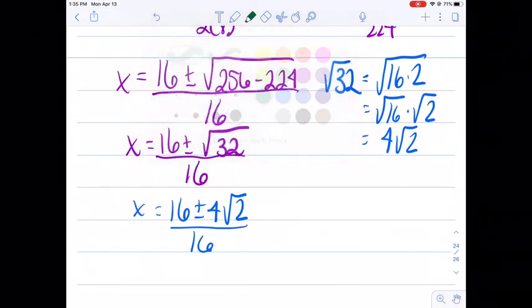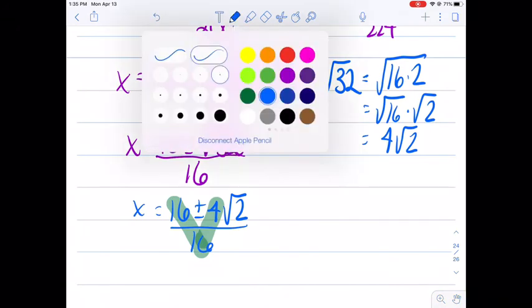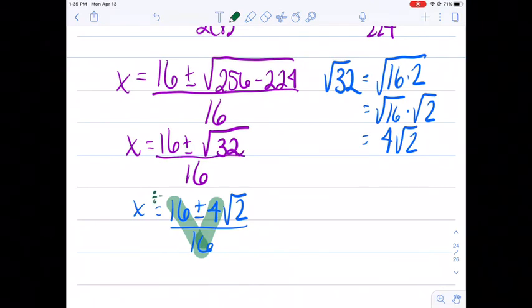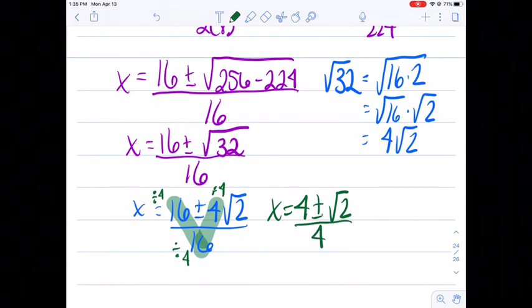This will give us a chance to, again, do the cancellation. There, and there. Okay, they all share a common factor of 4, so we're going to divide that out. So when you divide 16 by 4, you get 4. When you divide 4 by 4, you get 1. So the final answer I'm going to get is x equals 4 plus or minus the square root of 2, all over 4.